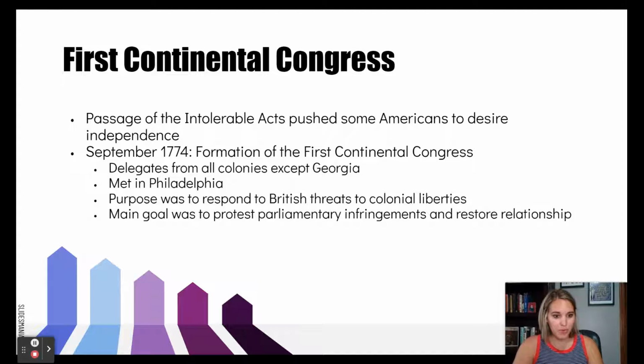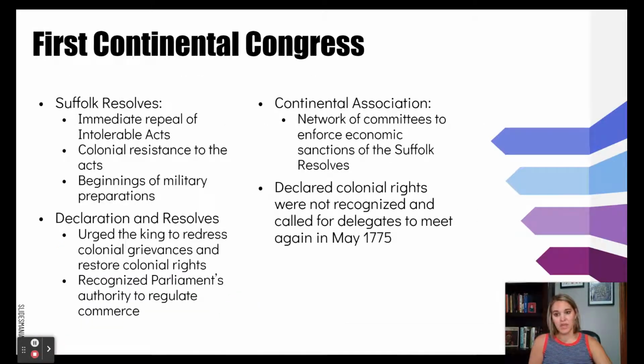The passage of the Intolerable Acts pushes some Americans just to desire independence. And so the First Continental Congress meets, and their goal is to respond to the threats. And at this point, they still are not asking for independence. Rather, they would like to restore the relationship to Britain. So they come up with these four things here.